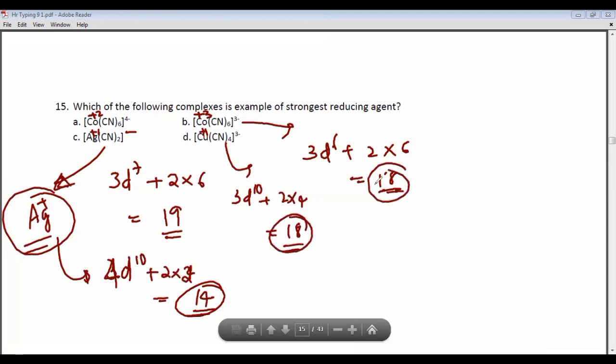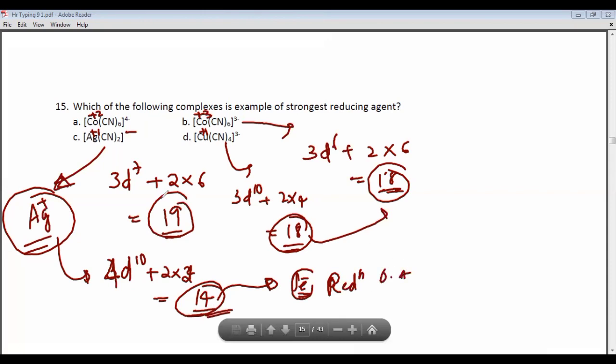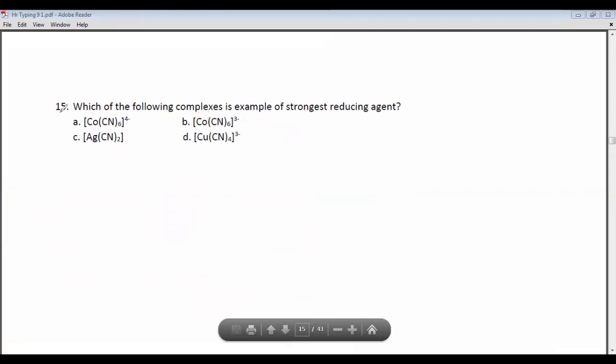So as per the EAN rule, now simply I find the valence electrons. These valence electrons are stable, and these have a tendency to gain electrons. So it wants to gain the electron, so it acts as an oxidizing agent. But this cobalt complex has to lose that electron. If it has to lose that electron, it will be a strong reducing agent. Choice will be A.